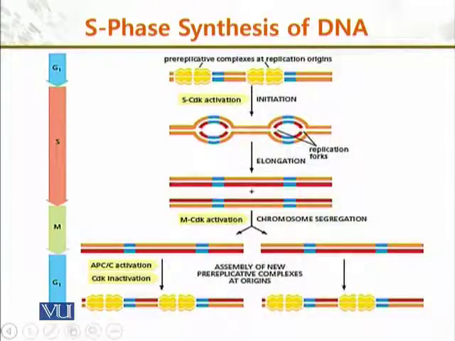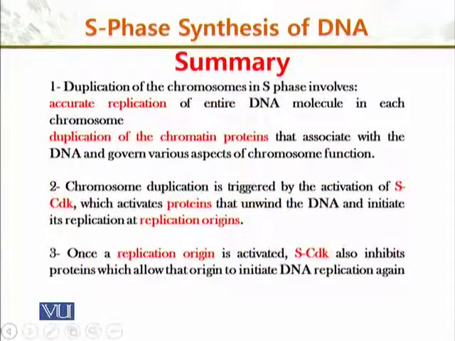The different initiation, elongation, M-CDK activation and chromosome segregation steps are shown. In summary, what we have discussed today is that the duplication of chromosomes in S phase involves accurate replication and duplication of chromatin proteins, and the chromosome duplication is triggered by the activation of S-CDK, which activates the proteins.